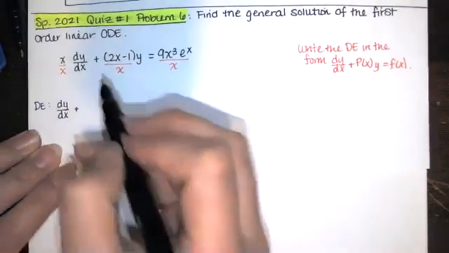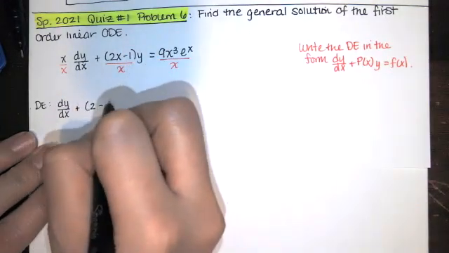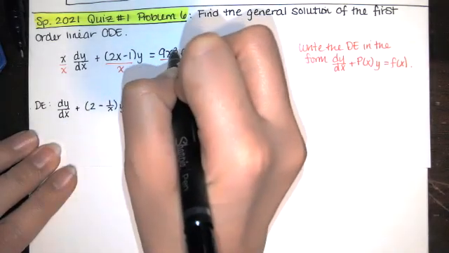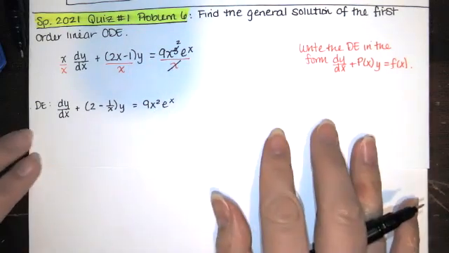And then this can simplify. We can take 2x and divide by x. That'll give us a 2. And then we'll have a minus 1 over x there. And of course, one of those x's will reduce, and we have a 9x squared times e to the x on the right-hand side.